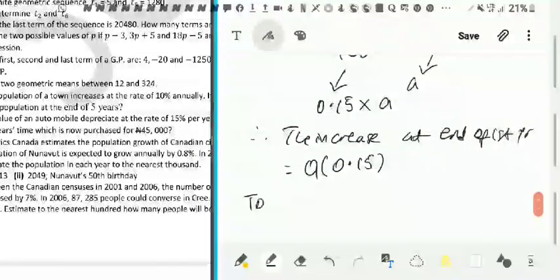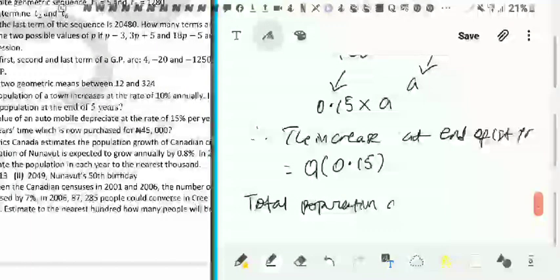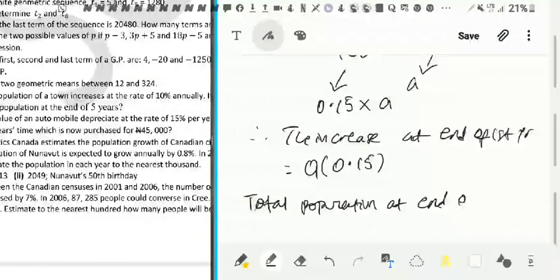Now what's the total value at the end of the first year? That will be equal to what? This decrease, sorry, I'm still saying population. How am I saying population?